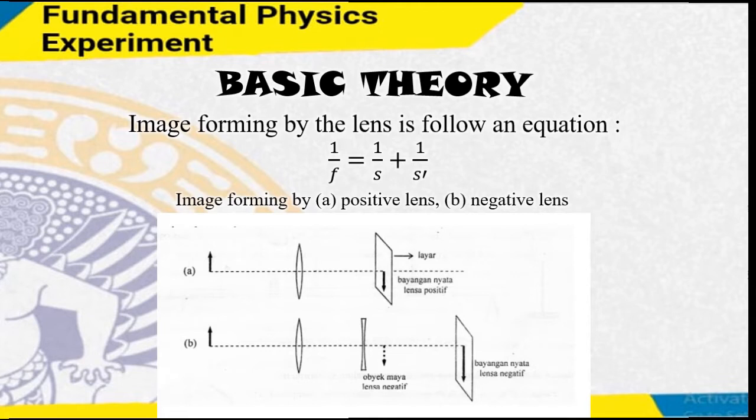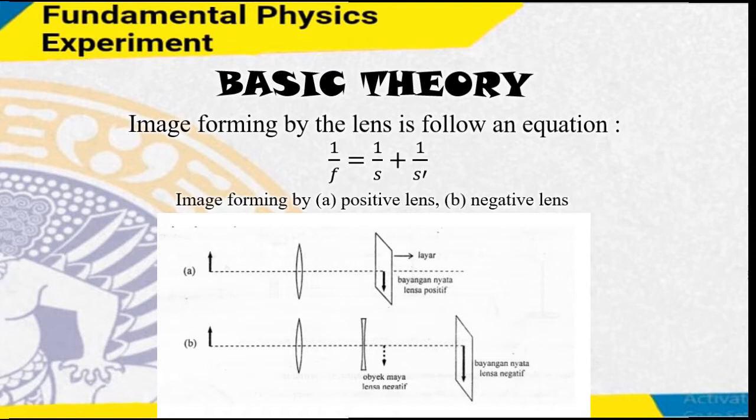The s is the distance between the object and the center of the lens, so this is the object distance. The image formed on the screen could be on the right side or the left side, but in the picture it is on the right side. The s' is the distance between the center of the lens and the image formed on the screen. The image formed on the screen is the real image for figure A.